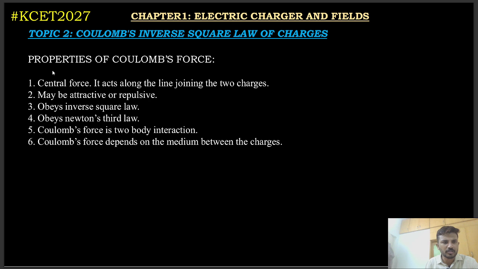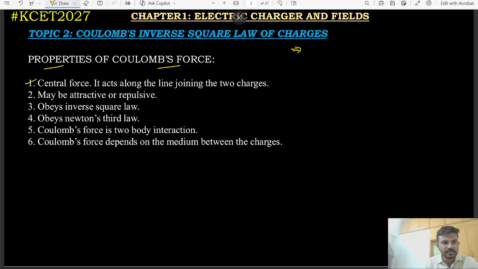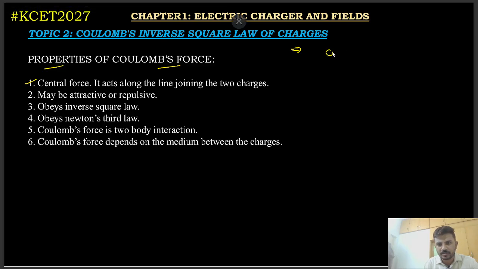Here we have the properties of Coulomb force. The first property: Coulomb force is a central force. Why? Because it acts along the line joining the two charges. If I consider the first case, here we have two like charges, maybe plus or minus. What happens? They repel each other, in which direction? Along the line joining the two charges. Along that only they repel. But if I consider two unlike charges, they attract along the same line. Yes or no? They attract along the same line. That's why it is called a central force.